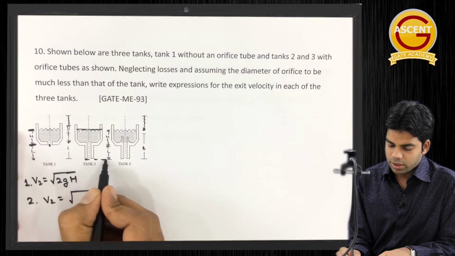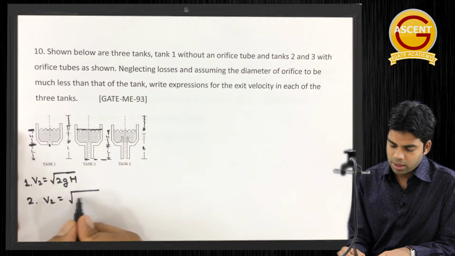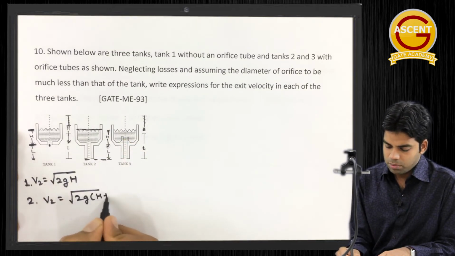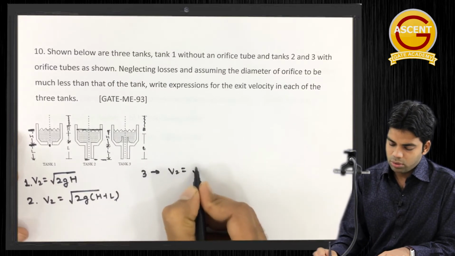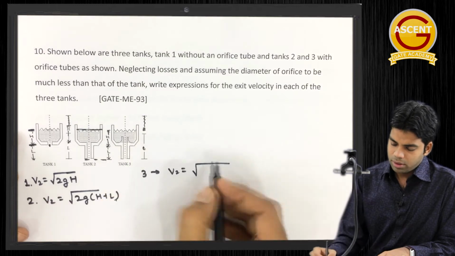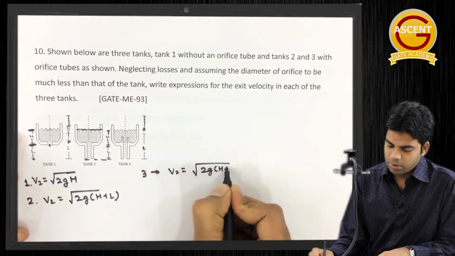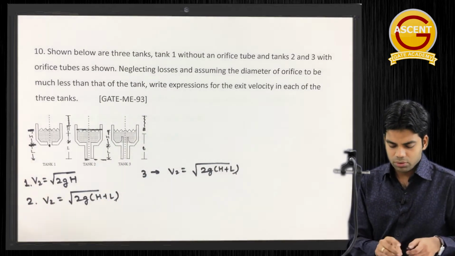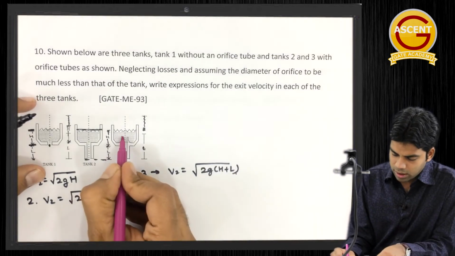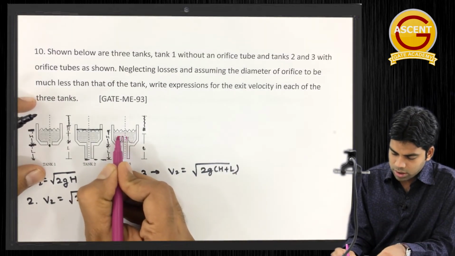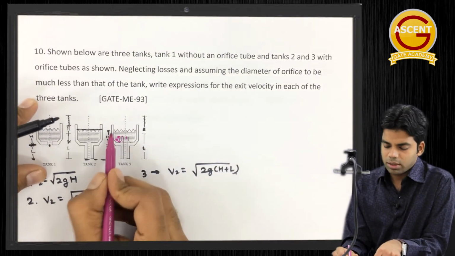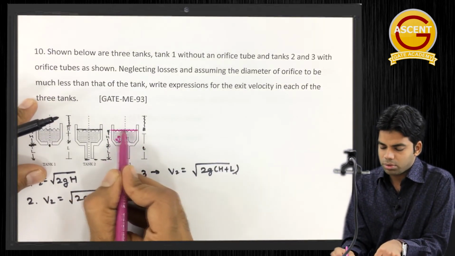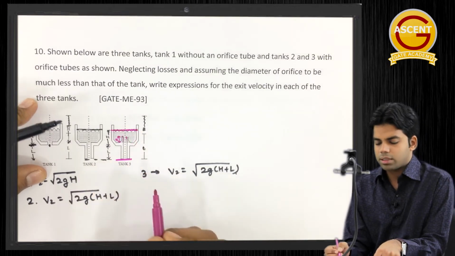Similarly for tank 2, v2 is equal to under root of 2g times the distance between the free liquid surface and the exit of the tank. So total distance is h plus l, so 2g (h plus l). Similarly for tank 3, v2 is equal to under root of the same thing, 2g into (h plus l). The only difference given here is this extra part whose distance is given as a, but this doesn't matter. We just have to take the distance between the free liquid surface and the exit point.